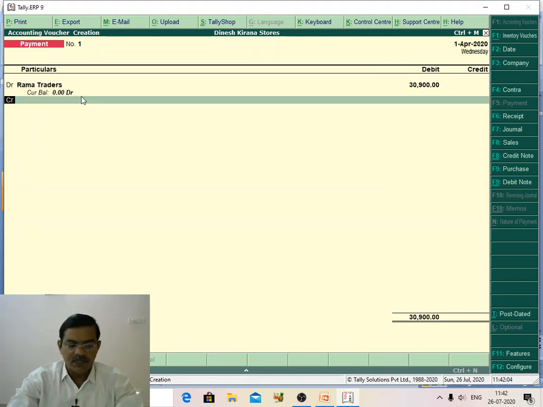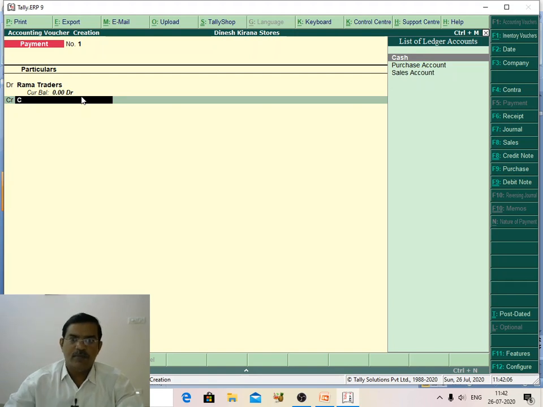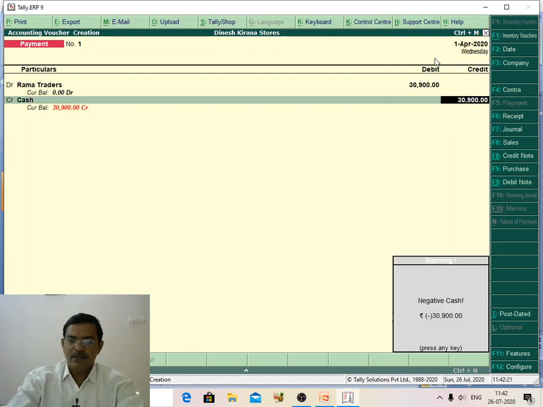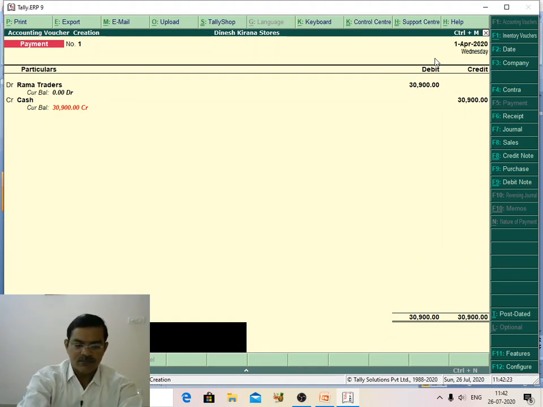At the same time, the credit account is the cash account. I am paying through cash. Here I am not creating the cash account. Tally provides two ledgers by default in ledger masters, that is cash and profit and loss account. Now I am using this cash account. Narration: cash paid to Rama Traders.